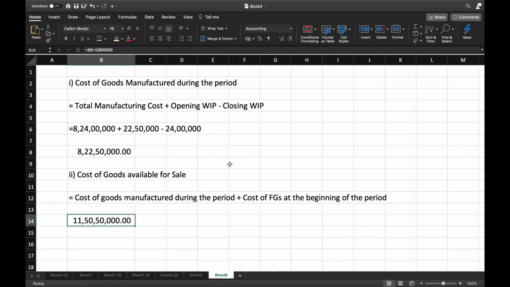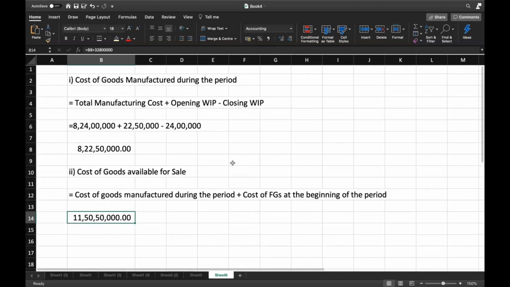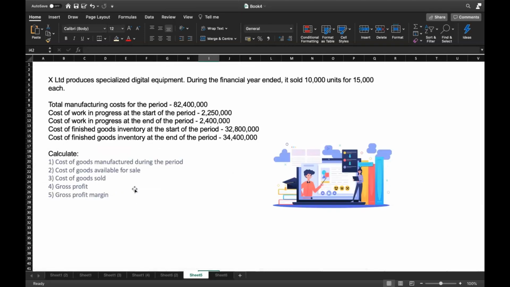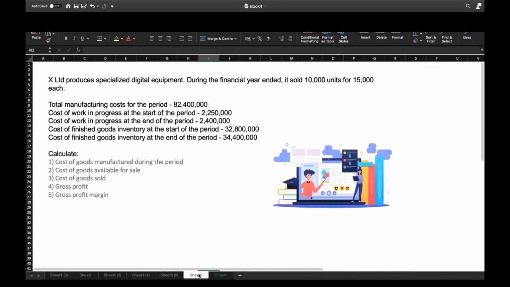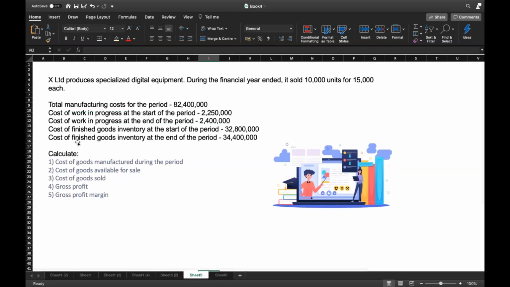And so this 11 crore 50 lakh 50,000 is the cost of goods that are available for sale. Question number 3, we have to find out cost of goods sold. How do we do that? We know the cost of goods available for sale is 11 crore 50 lakh. Of this, finished goods worth 3 crore 44 lakh is not yet sold because it is lying as finished goods at the end of the period. So we have to deduct this.